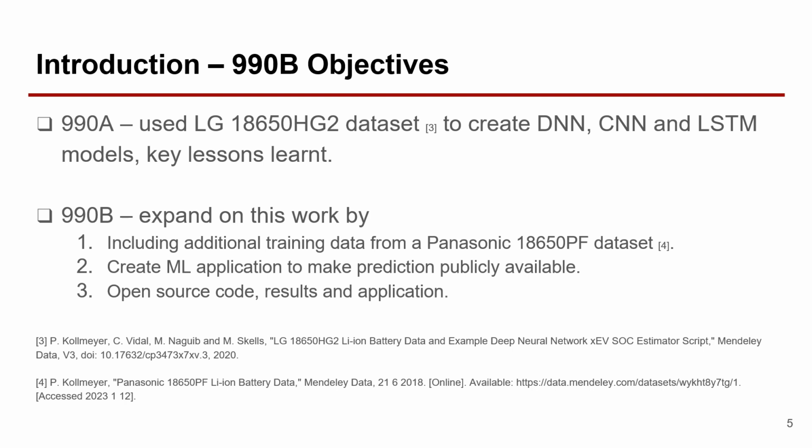good results also. In the B part of this project, we are expanding on this work by including additional training data from a Panasonic 18650PF, which again is an 18650 cell. We're creating a machine learning application to make prediction publicly available and to make it more accessible to other people to run their own data against. All the source code and results are available in a public repository, so people can scrutinize, examine, analyze, and give some feedback on our work.